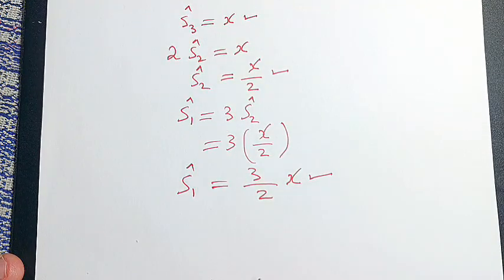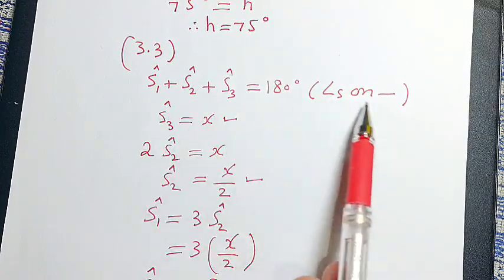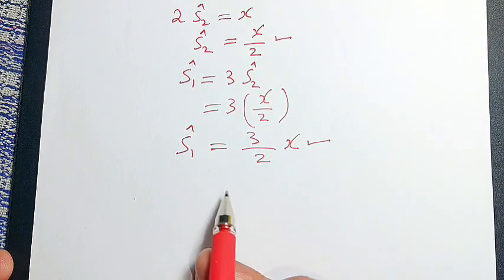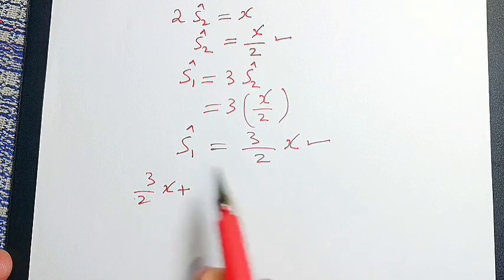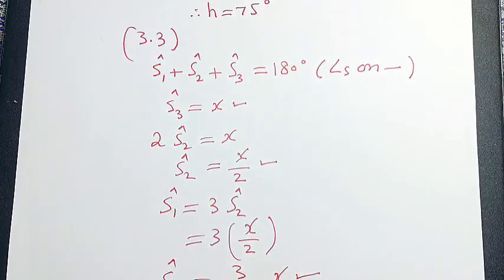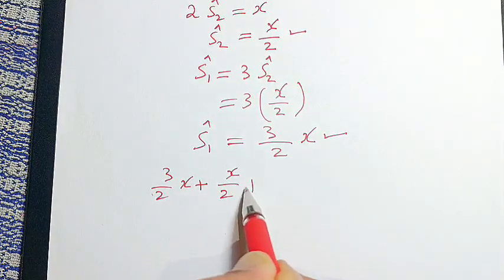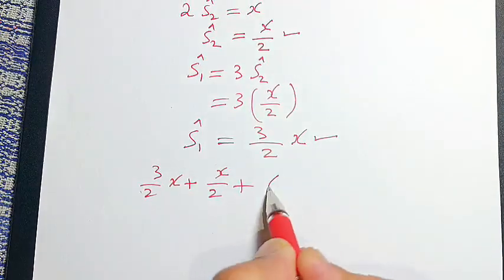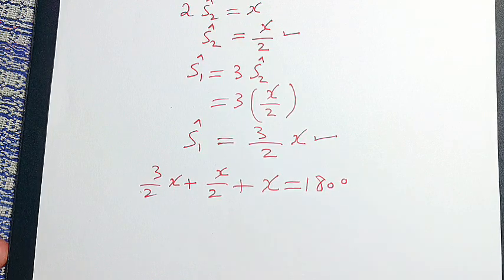Now we can put them back into the equation. But remember, all these 3 angles are on a straight line. So angle S1 is 3 over 2 x, plus angle S2, which we have x over 2, plus angle S3, we have x, is equal to 180 degrees, because angles on a straight line. Now we're going to solve for x here.